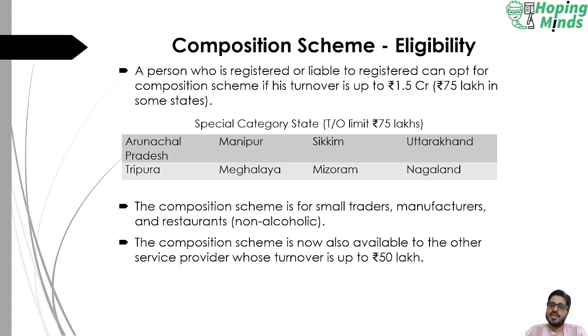So the composition scheme is a scheme for small traders, manufacturers and restaurants which serve non-alcoholic beverages. The composition scheme is now also available for service providers whose turnover hasn't exceeded rupees 50 lakhs.